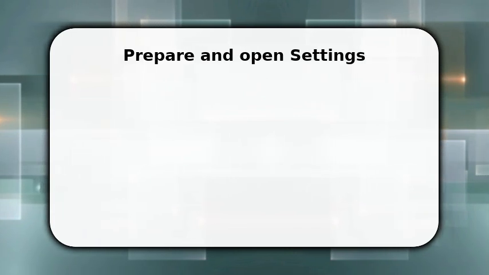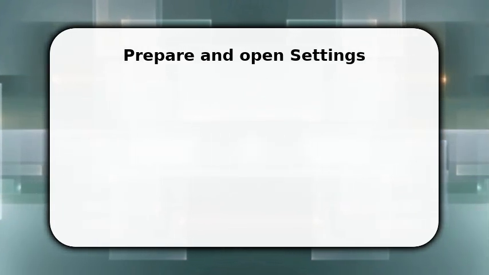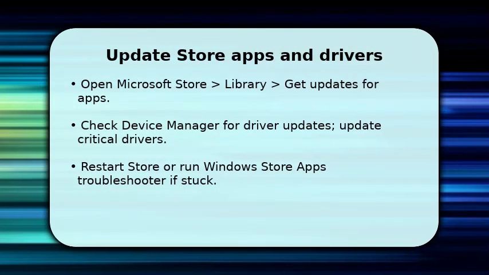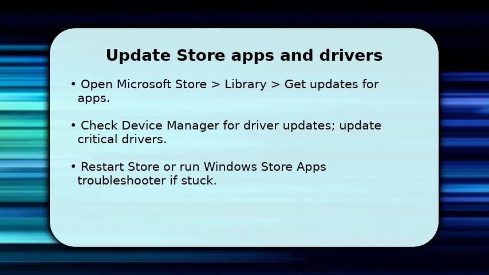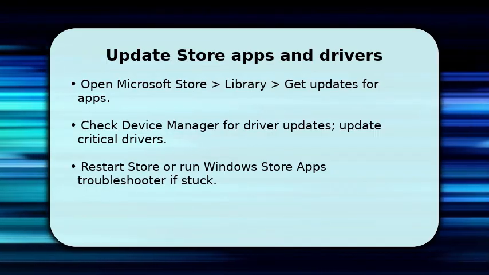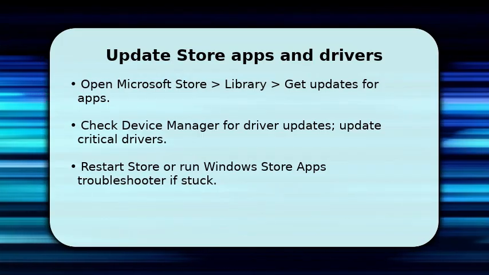Next, you update applications delivered through the Microsoft Store. Open the store, select Library, and tap Get Updates. Let the apps download and install. Meanwhile, open Device Manager to scan for driver updates. Right-click devices like display and network adapters and choose Update Driver to avoid software conflicts. If the store stalls, close it and relaunch, or run the Windows Store Apps Troubleshooter. These steps ensure both the app packages and underlying drivers are up to date.